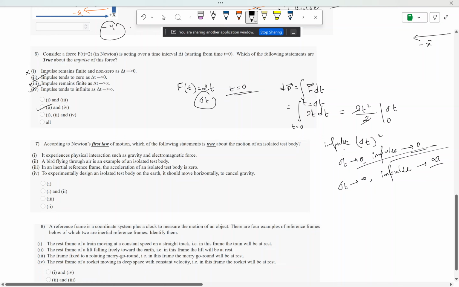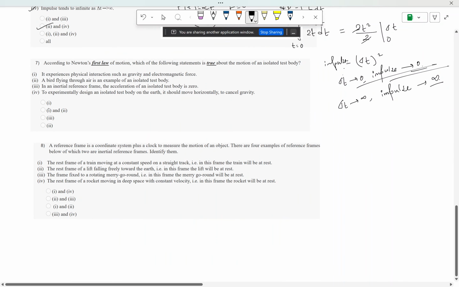So 2 and 4. Then question number 7 is that according to Newton's first law of motion, which of the following statements is true about the motion of an isolated test body? First of all, what is Newton's first law of motion? It basically says that if you have an isolated body and you are not applying a force on the body anyhow, then until and unless you apply a force, the body will not change its velocity. It will keep moving at a constant uniform speed in a straight line, or it can be at rest.